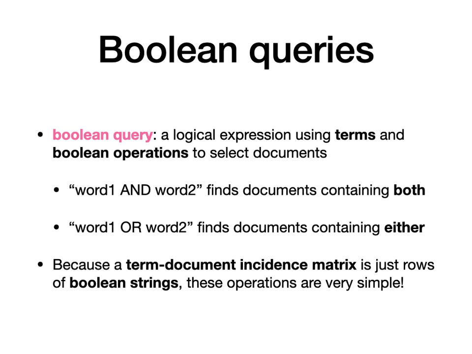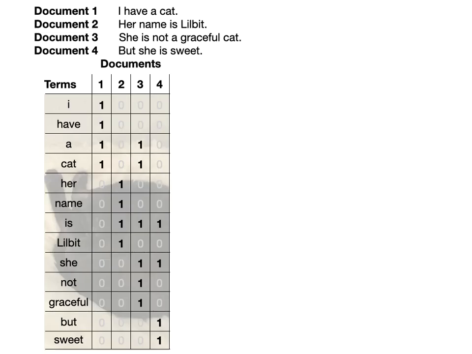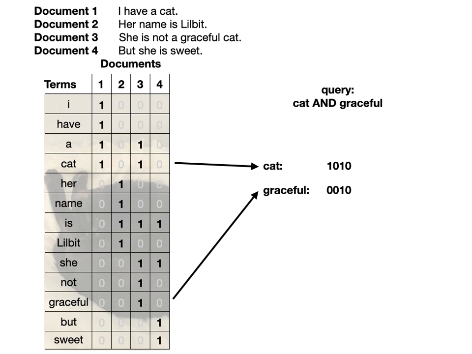Cool. So let's look at my cat documents again. Here's the matrix. So here's a query. I want all the documents that contain cat and graceful. So let's pull out the bit string for cat. Okay, 1010. So that means documents 1, not 2, 3, and not 4 contain cat. And graceful is just document 3, right?